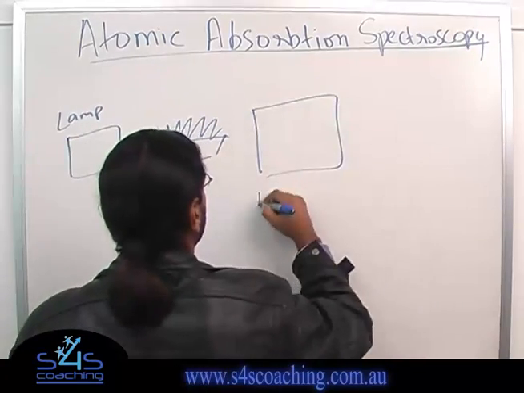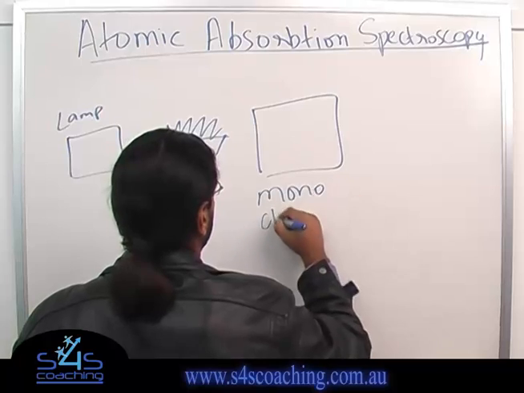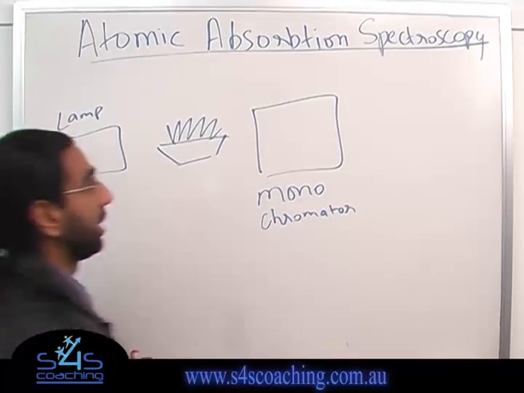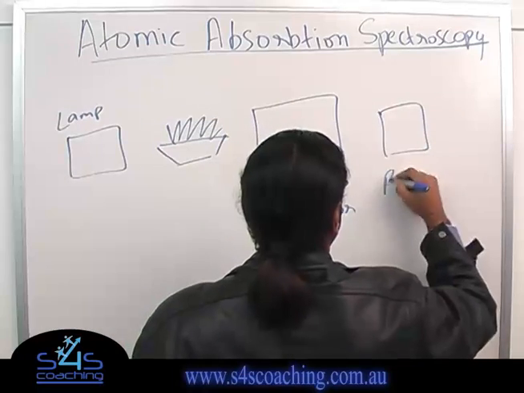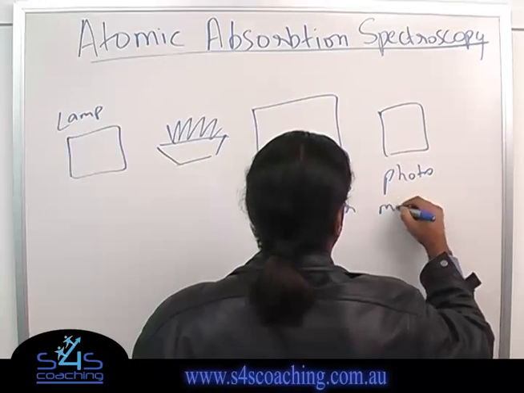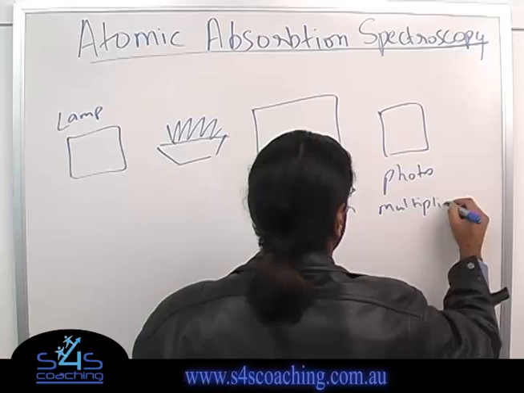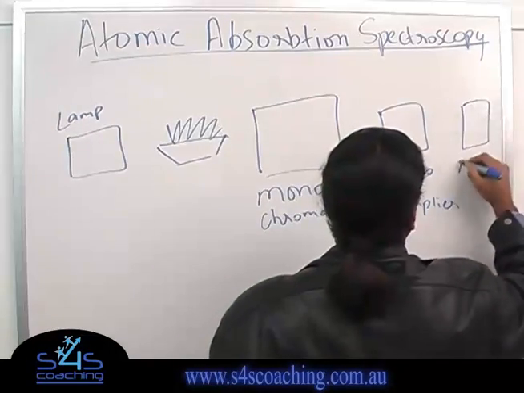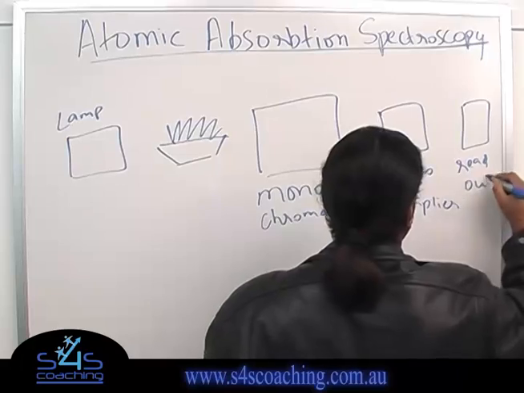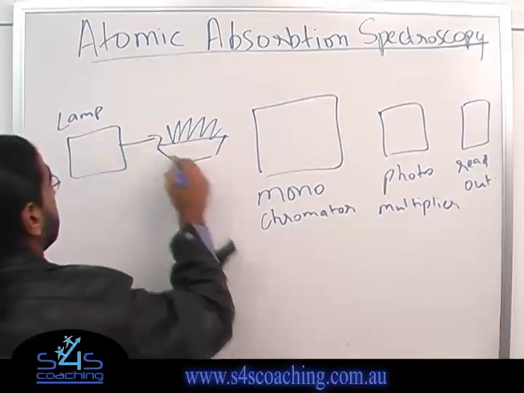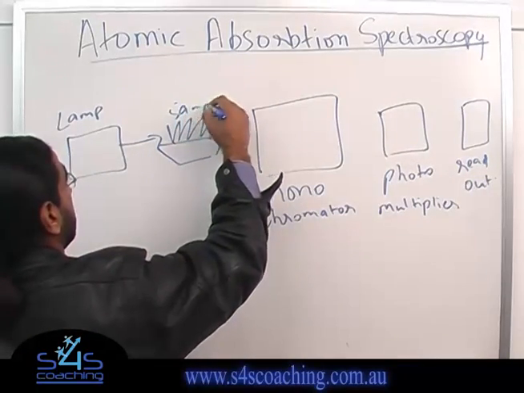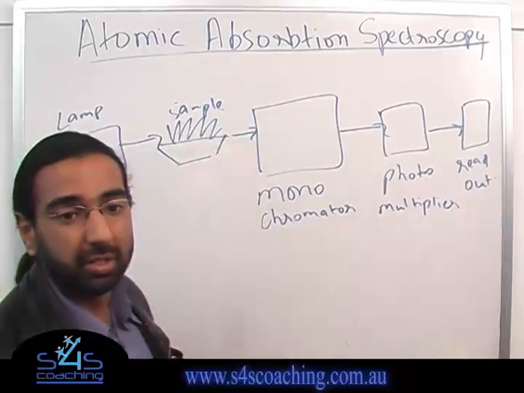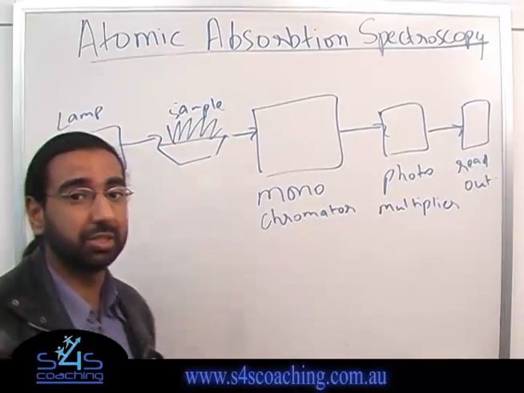I put it through a monochromator. Alright, and then I put it through a photomultiplier. And then finally, I have a readout over here. So here's my sample. Goes through here, goes through there, goes through there. Now the steps for this is basically this.